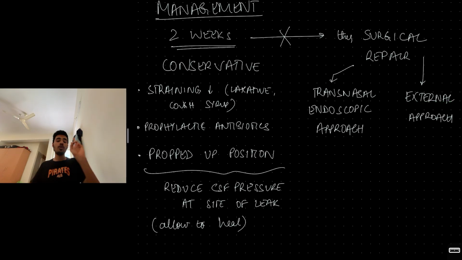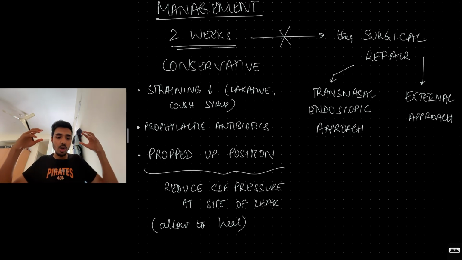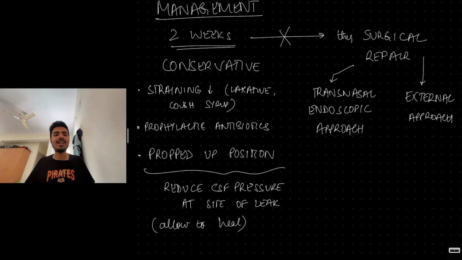So for 2 weeks, conservative management to allow it to heal by itself, reduce the pressure by propped up position, and by giving stool softeners, cough syrups to reduce straining, give prophylactic antibiotics to prevent meningitis. If it still doesn't work, go for surgical repair of the site of the leak via transnasal endoscopic approach or via external approach. That is it for CSF rhinorrhea.